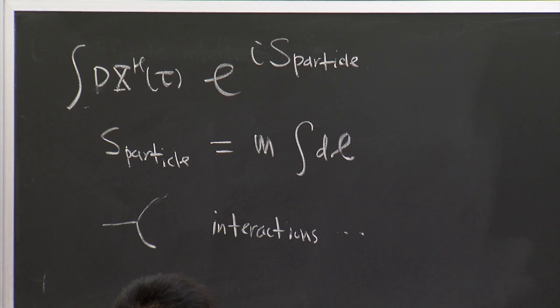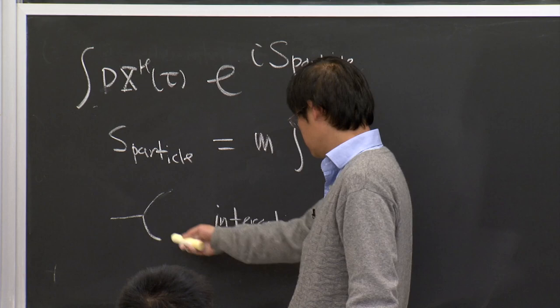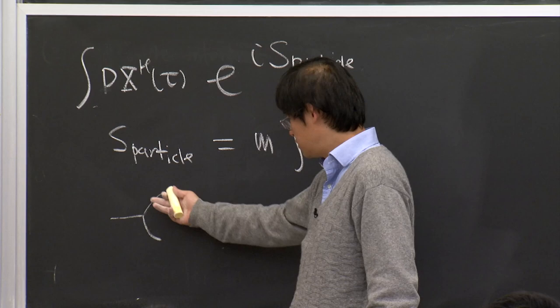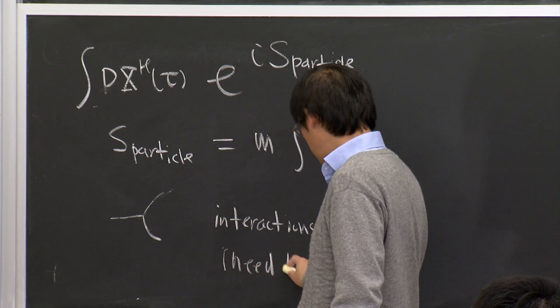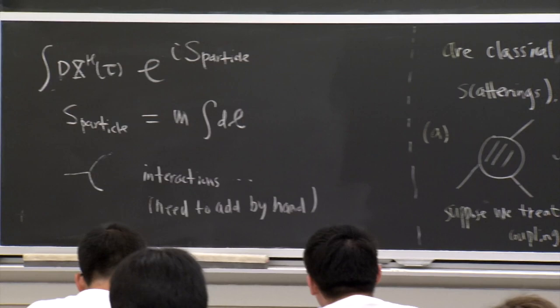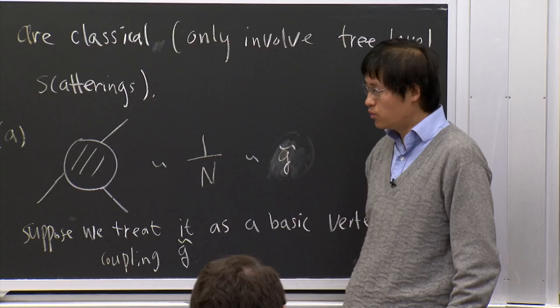And this you need to add by hand, because in principle you can draw infinite ways a particle can split into more particles, etc. So depending on your specific theory, you need to specify the interactions. So this you need to add by hand. So in principle, you can forget about the standard formulation of quantum field theory and just work with this particle theory.